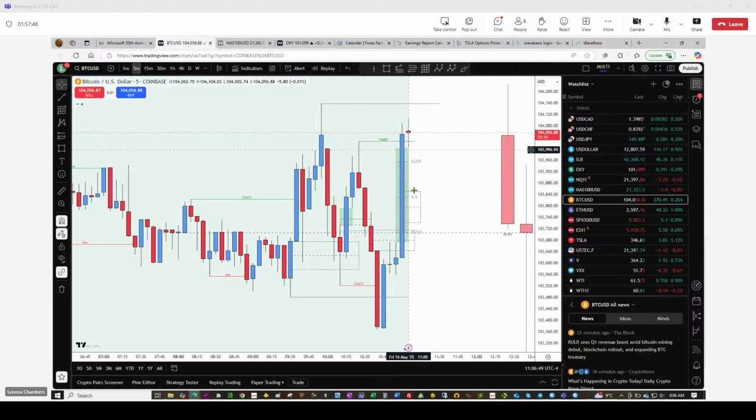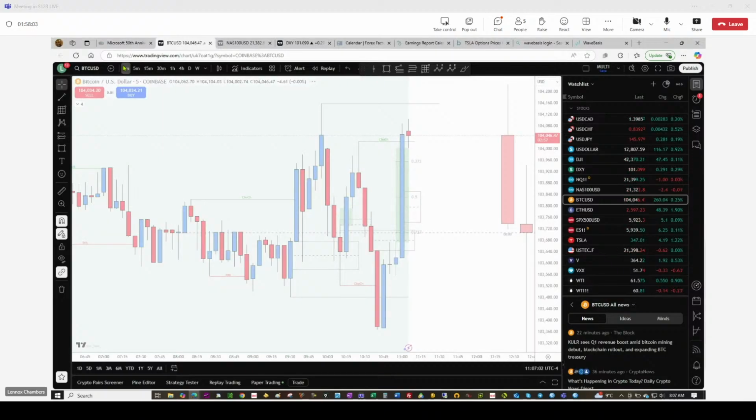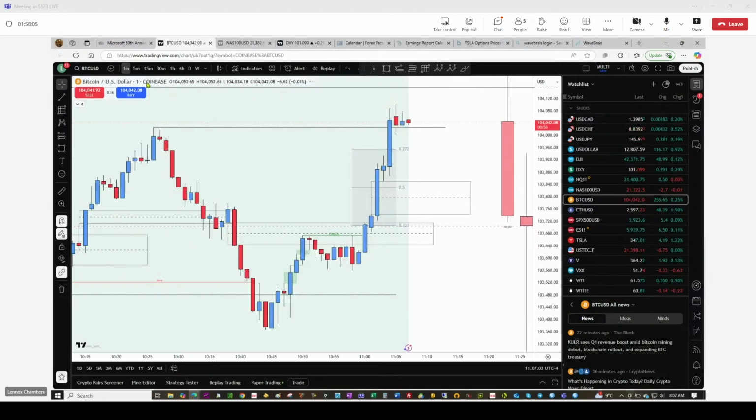But I'm looking for a pullback first. That's the one I was talking about. So I'm looking for a pullback first before we attempt that one. So let's see if we get that pullback. This has been a very aggressive up move. Very much so. And if I was expecting this move, I would be in this trade to the upside, but I was not expecting that. I was expecting them to come down one more time.